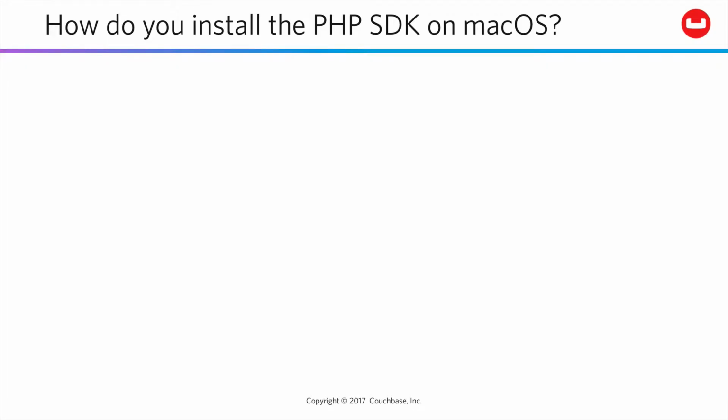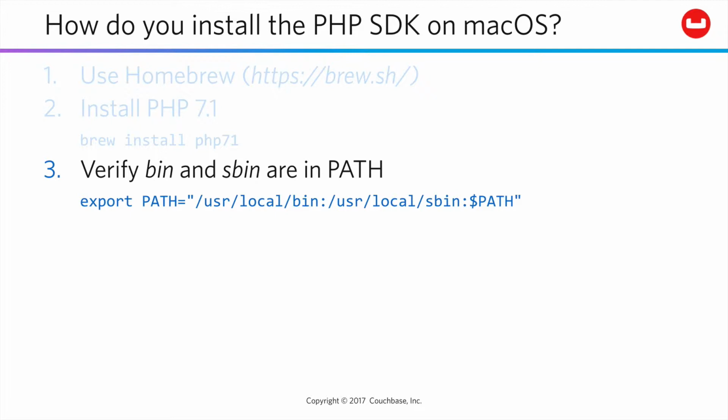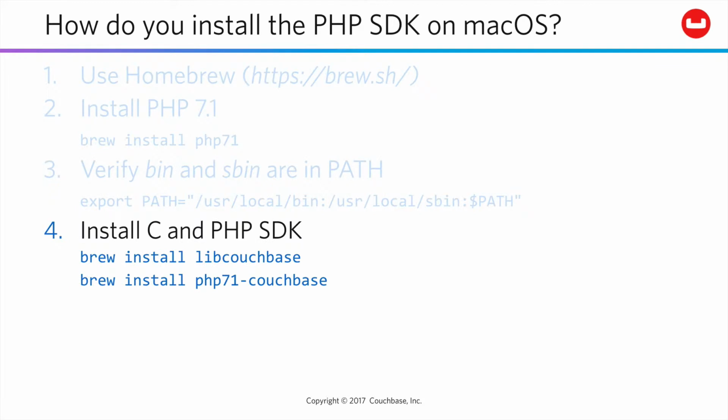To install the PHP SDK on macOS, we're going to ask you to use Homebrew, the command line package and dependency management tool. You're going to install PHP 7.1 using the command shown. Because many Mac instances install a system-level version of PHP, you want to be sure to update your path statement as shown, or something equivalent, to ensure that the local version of PHP that you install is being used here, not the system-wide version. Then you'll install both the C and the PHP SDK. The C SDK is a dependency for the PHP SDK.